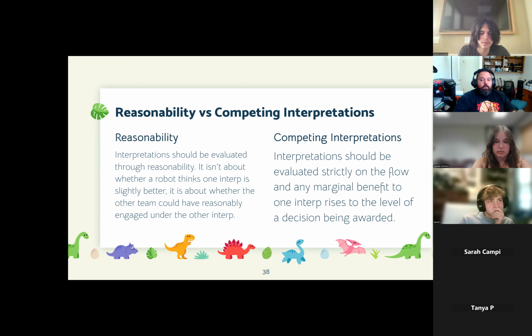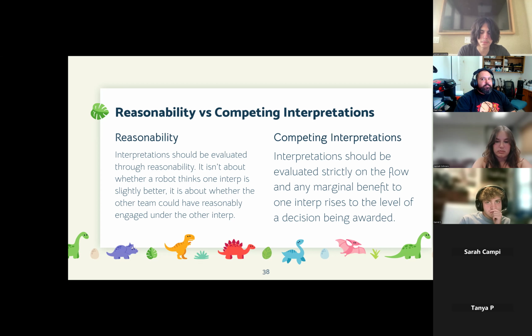So what is the core set of arguments people make for why competing interpretations is necessary or good? What is it that they say is bad if we don't do competing interpretations? It's a term I'm sure all of you have heard. Judge intervention. Now, judge intervention can be bad, for sure, right?